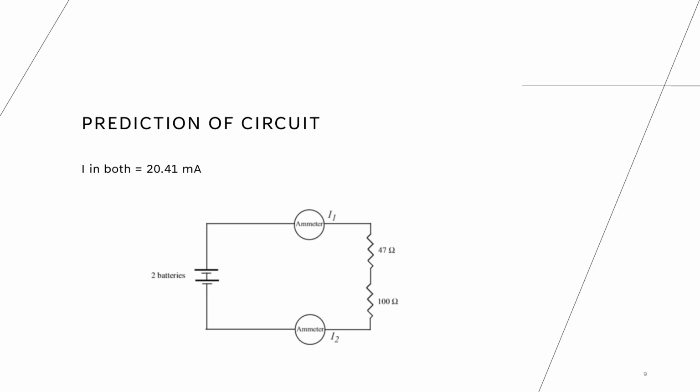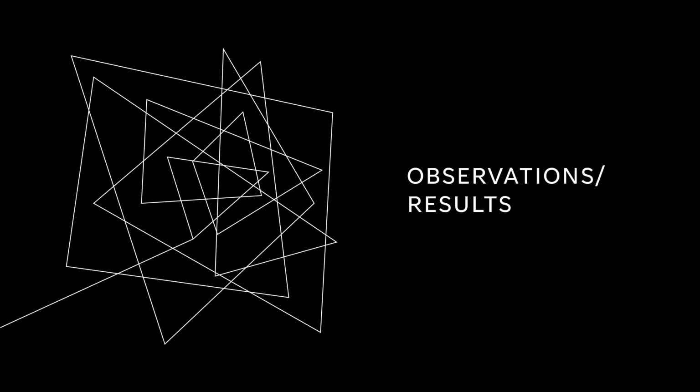Pre-lab. Prediction of the circuit given in our lab instructions. The current at both ammeter sites is equal to 20.41 milliamps.